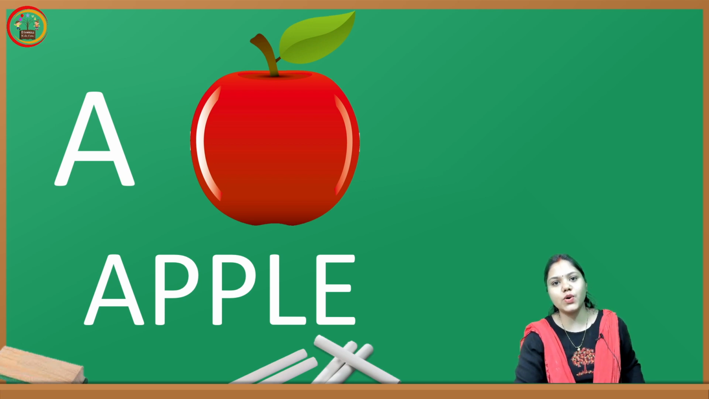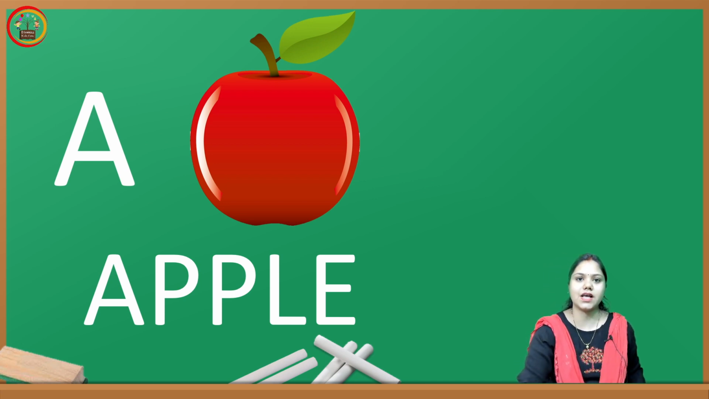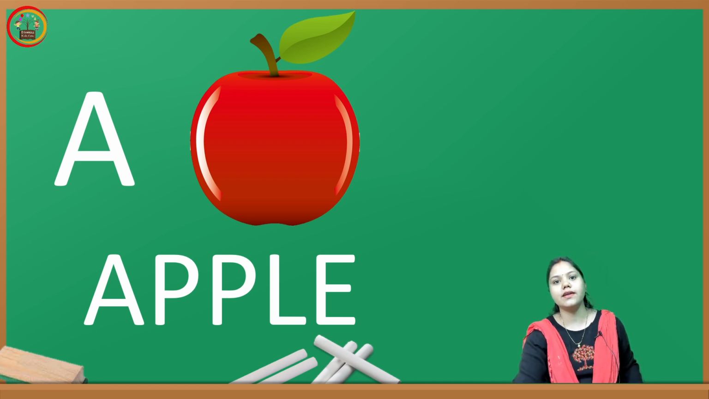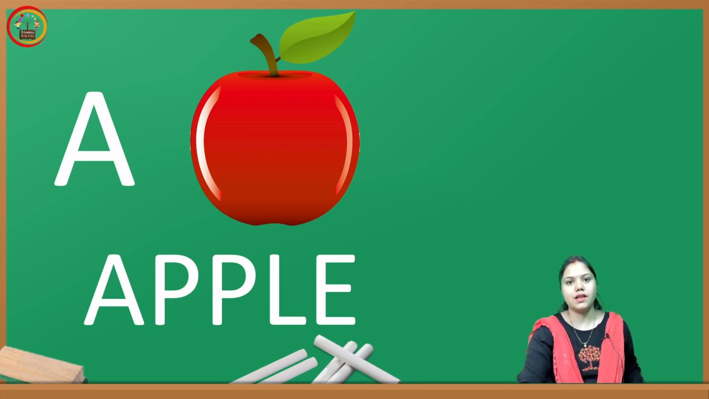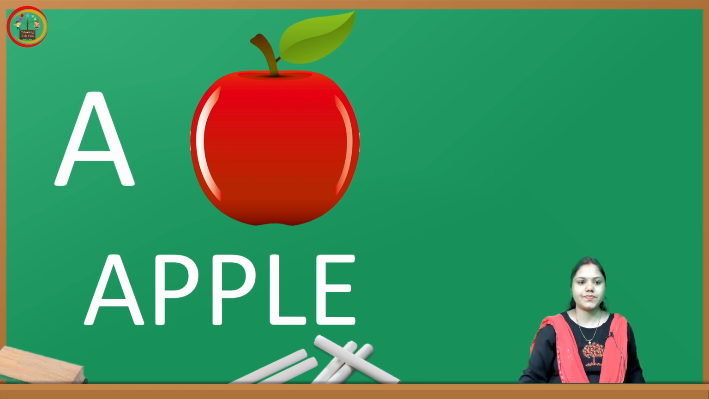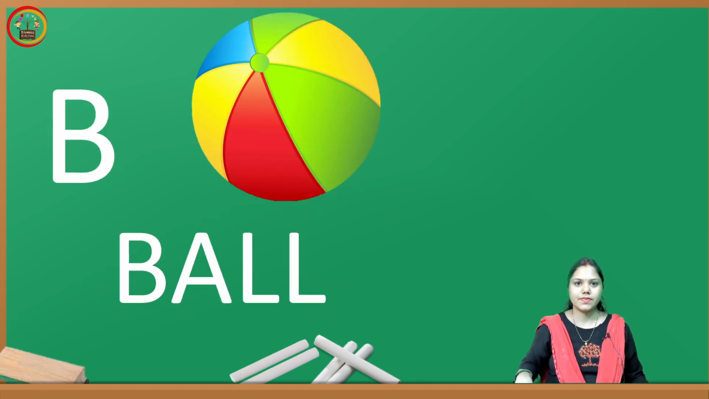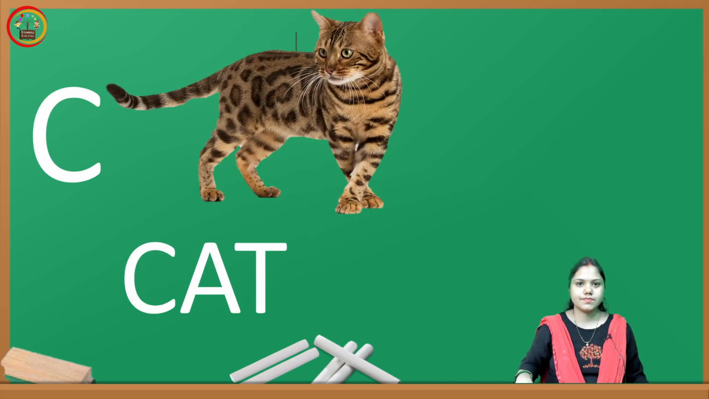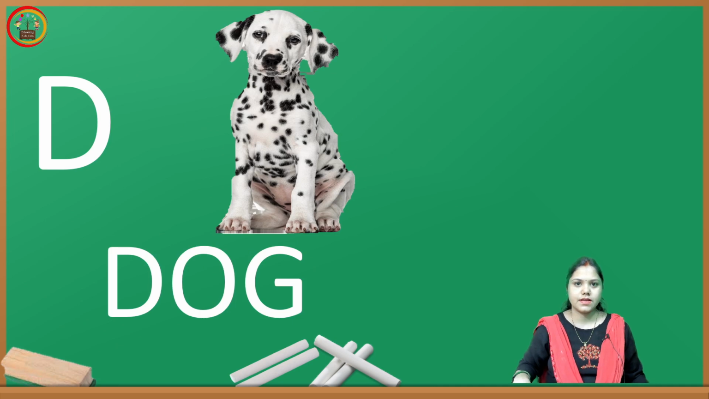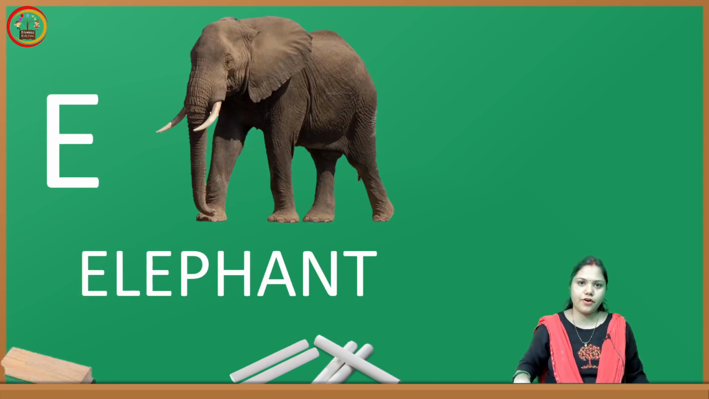Kids, today we are going to learn capital letters, alphabets A to Z with pictures and example. So let's start. A for apple. B for ball. C for cat. D for dog. E for elephant.